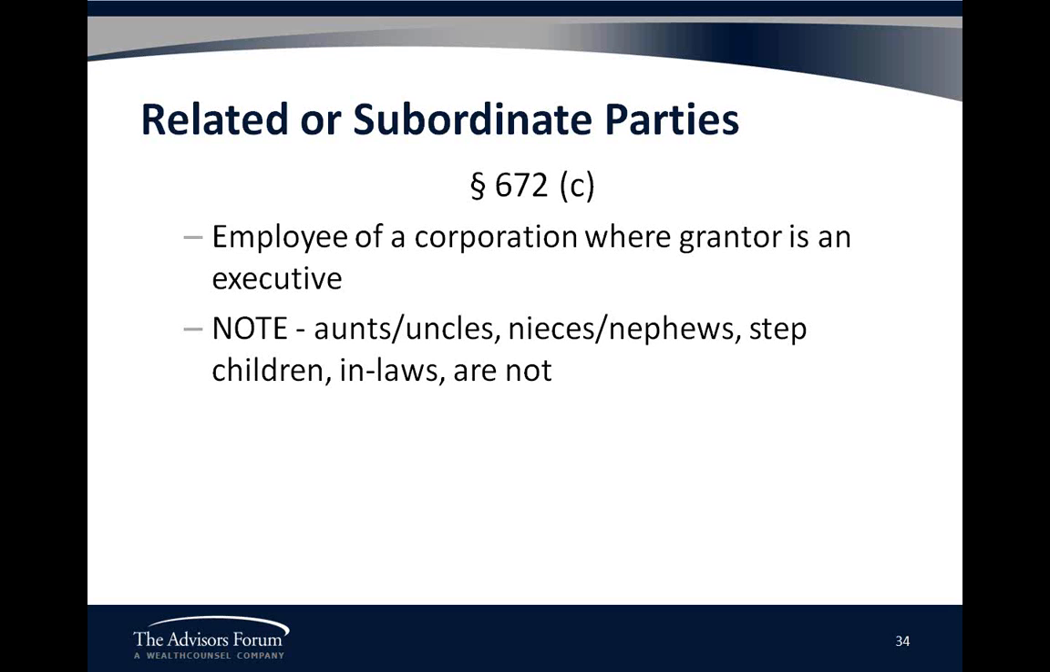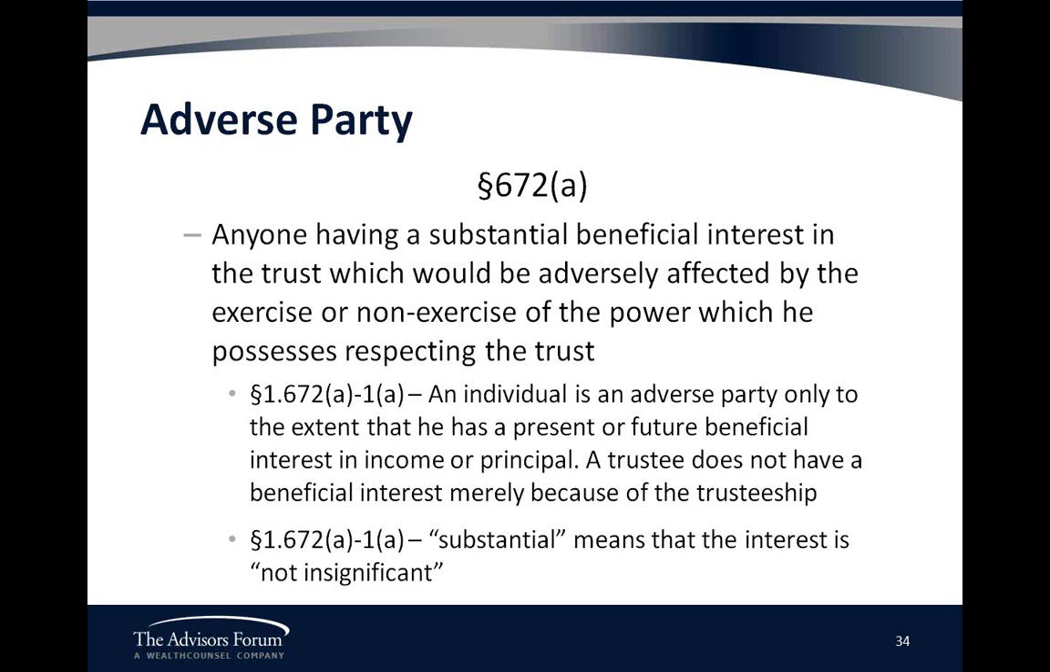Aunts, uncles, nieces, nephews, stepchildren, and in-laws are not related or subordinate parties. That's an interesting twist. Not a lot of people realize that, but this is the class of people. So if these folks are friendly and cooperative, they would make good trustees if we need friendly, independent trustees.